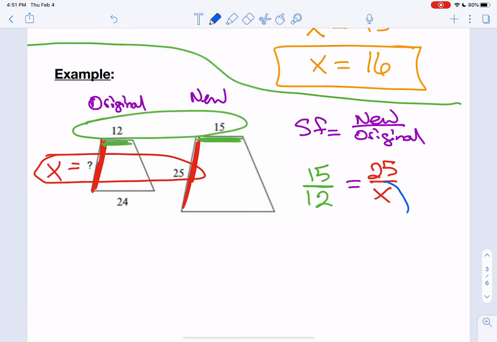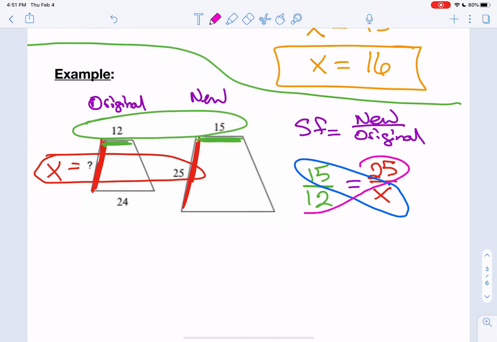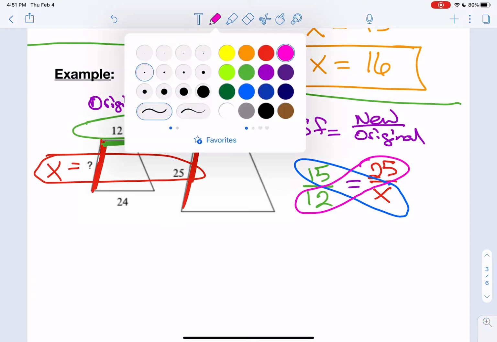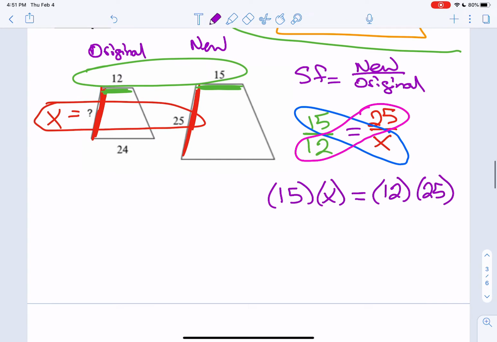So remember, cross multiply means you're going to multiply the numbers across from each other. Okay, multiply the numbers across from each other. This is going to give us 15 times x, right? 15 times x equals 12 times 25. Now, 15 times x, we just write it as 15x, and 12 times 25 equals 300.